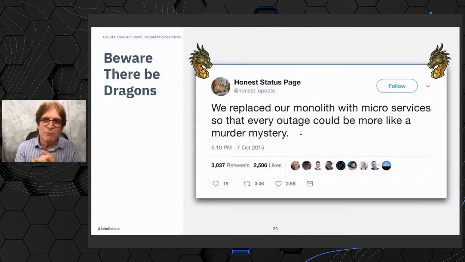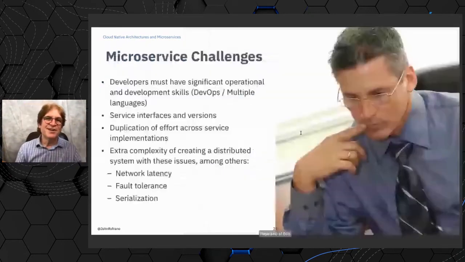This is my favorite tweet. We replaced our monolith with microservices so that every outage could be more like a murder mystery. Was the load balancer in the library with a kitchen knife?